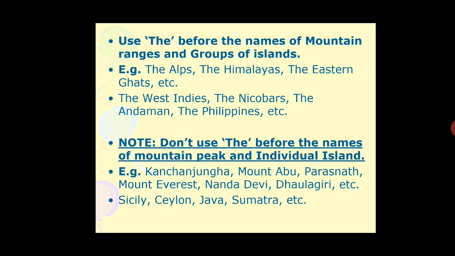Don't use "the" before the names of mountain peaks and individual islands. Many students say, sir, Mount Everest is also a mountain, so shall we use "the" before Mount Everest? No, I say it's not a mountain range. It is the name of a peak. If there is a series, then it is a mountain range, but if it is one in that series, that means it is a peak, and that's why it would not carry the definite article. That's why Kanchenjunga, Mount Abu, Parasnath, Mount Everest, they will not have the definite article.